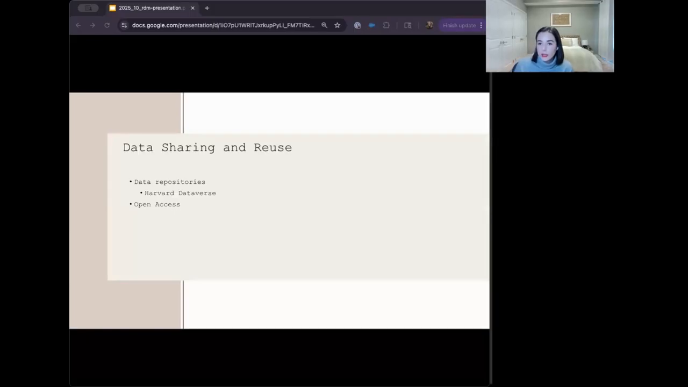And then real quick, I do want to mention data sharing, why I think it's important and why you should be thinking about open access as well.